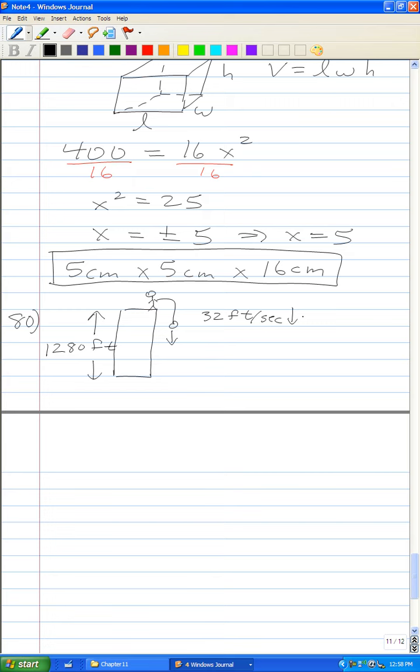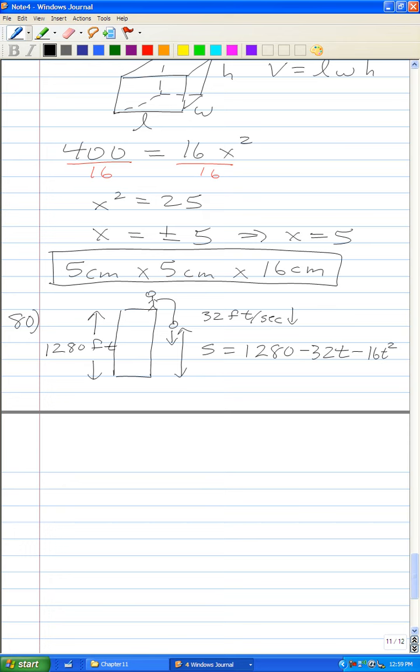Okay. The distance s, so this distance here, s, of the object, t seconds after it has been thrown off the building, is given by the formula 1280 minus 32t minus 16t squared. After how many seconds will the object hit the ground? Meaning, how long before there is no distance between that object and the ground?